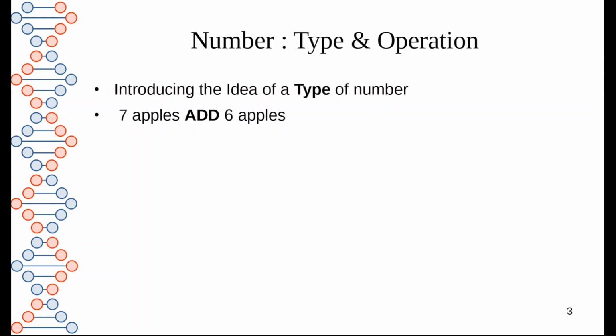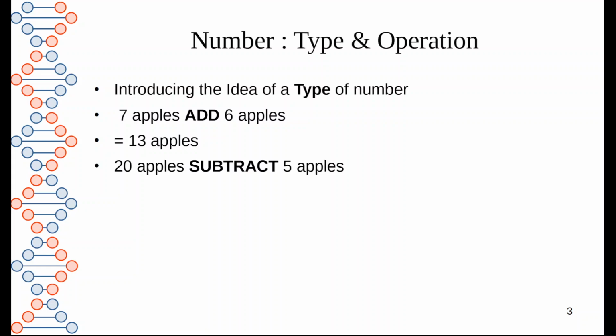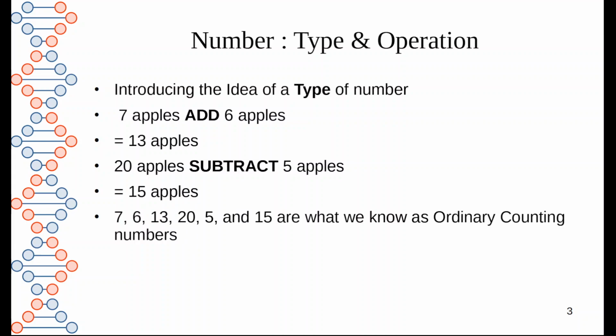So we'd count 7 apples, we'd count 6 apples, we'd add them together, and we'd get a count of 13 apples. We could also count 20 apples, count 5 apples, and subtract them from the apples to get 15 apples. Okay, so those numbers 7, 6, 13, 25, and 15 were what you knew as the ordinary counting numbers. And in secondary school, we call these the natural numbers. So that's a type of number.